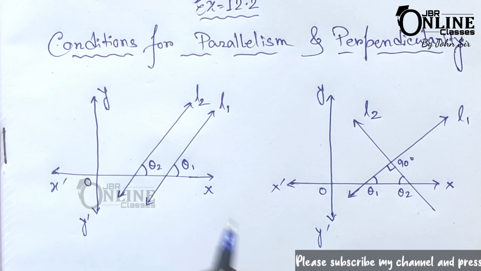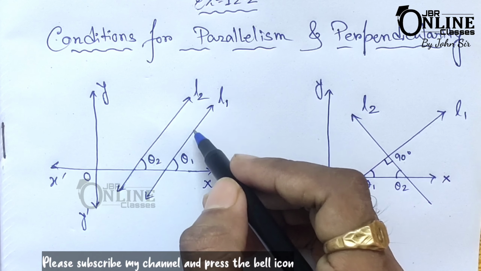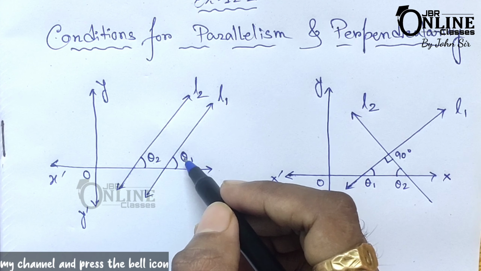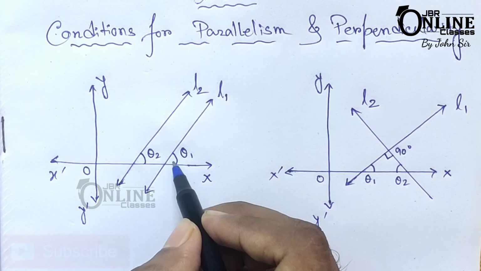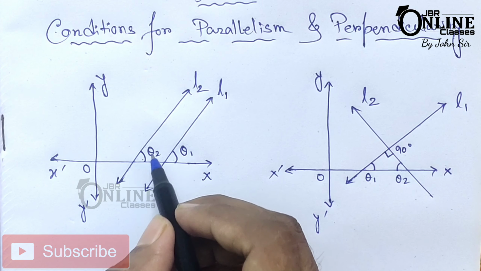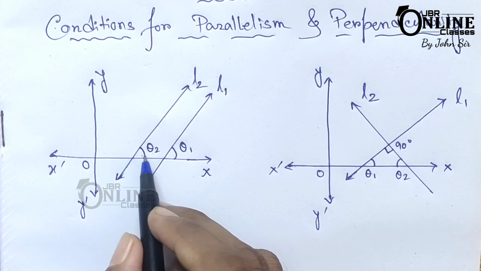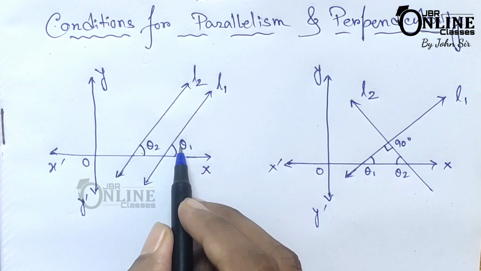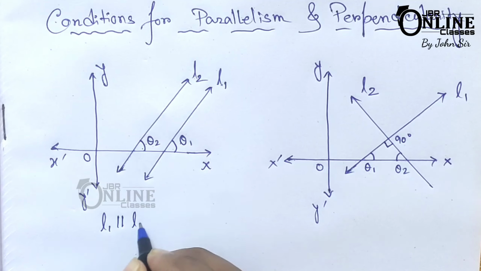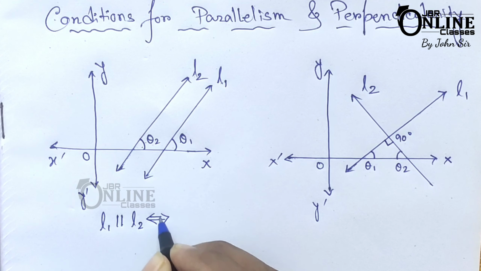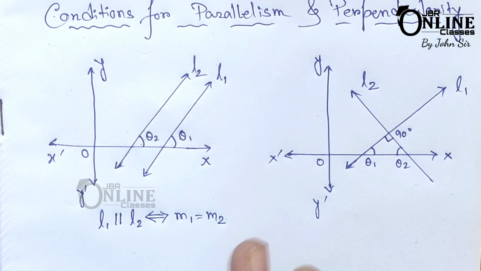In the first theorem, two non-vertical lines, suppose L1 and L2 are two non-vertical lines, are parallel if and only if their slopes are equal. If m1 is the slope of L1 and m2 is the slope of L2, then these two lines are parallel when the slopes of these two lines are equal. That means L1 is parallel to L2 if and only if m1 equals m2. That is the first theorem.